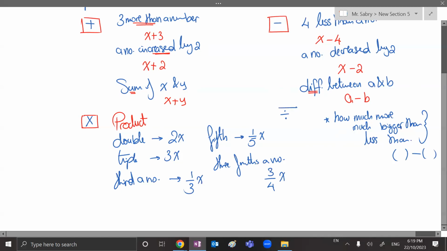Now, division finally. Division has a very important word that you need to remember, the word quotient. Quotient represents division. So if I say the quotient of x and y, then we put x first over the y. Any questions?